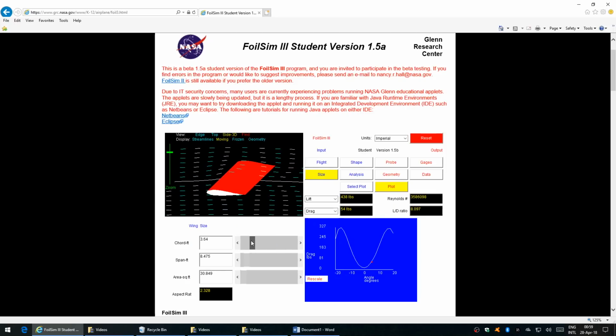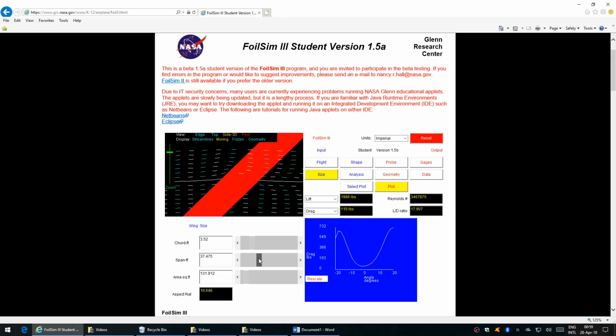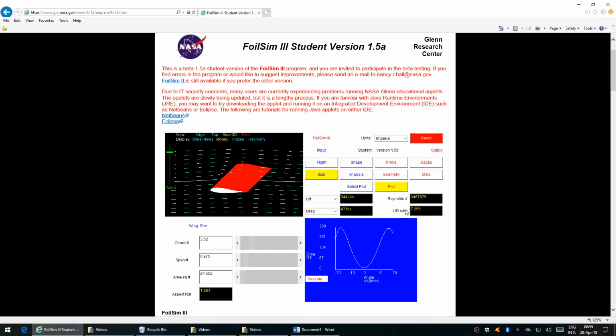If I reduce the chord, the lift to drag ratio is increasing. If I increase the wingspan, you can see the lift to drag ratio is increasing quite dramatically there. It's now more than 20 to 1, and that is why gliders have long skinny wings like that. The Space Shuttle has a short stubby wing and therefore it has a very low lift to drag ratio.